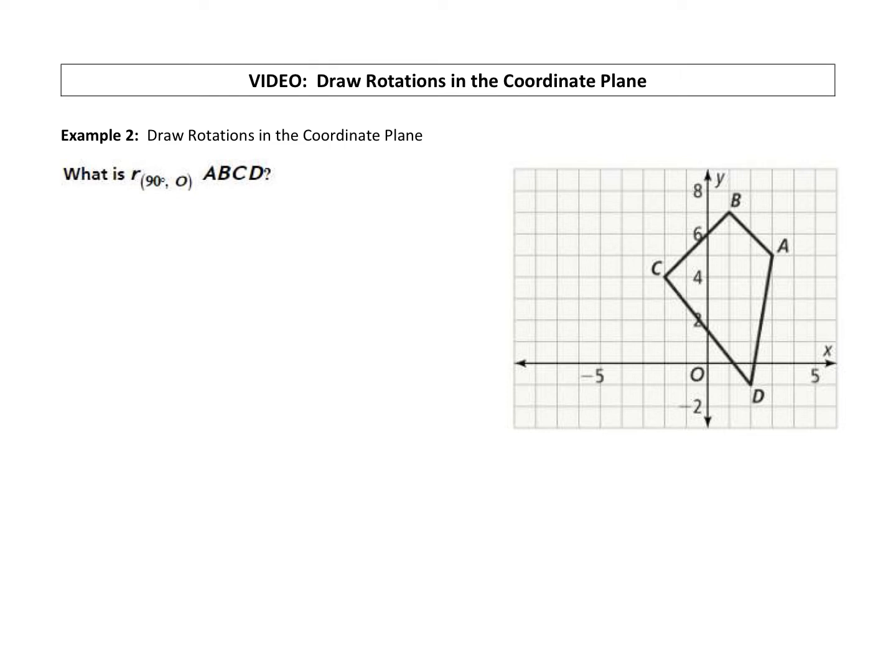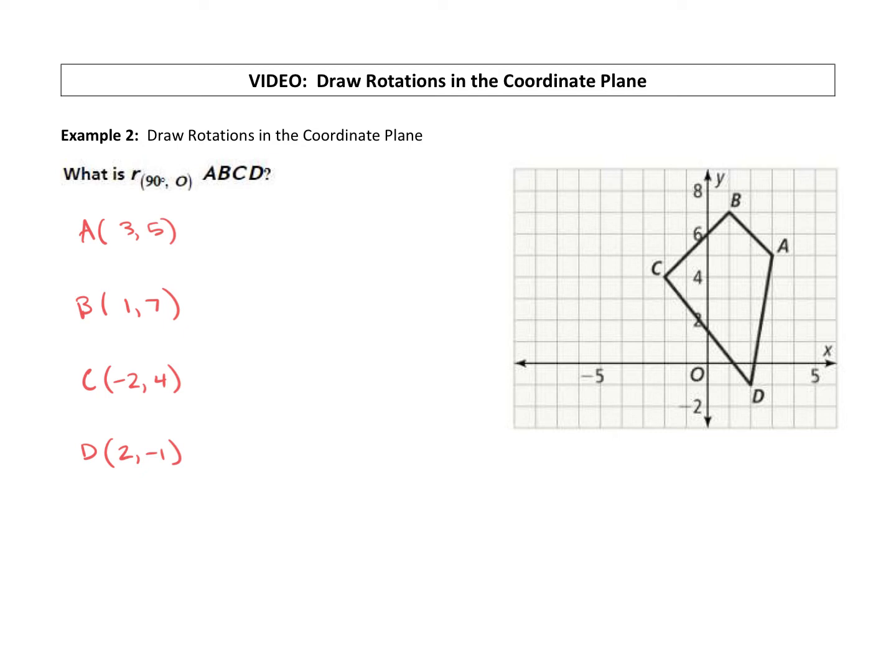So first, we're going to want to know what the coordinates are of points A, B, C, D in our pre-image. So let's go ahead and identify. Point A has the ordered pair 3, 5. Point B is at 1, 7. C is at -2, 4. And D is at 2, -1. So all I did was look at each point in the coordinate plane, and I found the X, Y coordinates for each point.